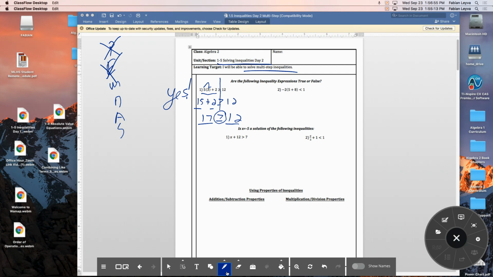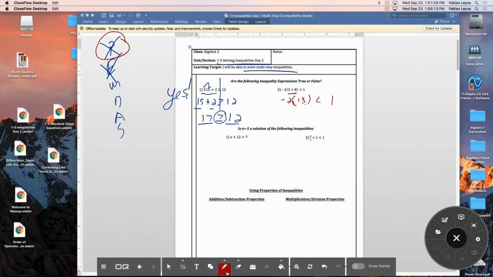Now, 99% of students want to distribute within the parentheses, but keep in mind, we're not technically solving for anything. We're just seeing if the left side is less than the right side. So let's use our order of operations to figure out if this is true. Notice that there is some work to be done within the parentheses this time. We need to figure out what 5 plus 8 is. 5 plus 8 is a positive 13, which is supposed to be less than 1.